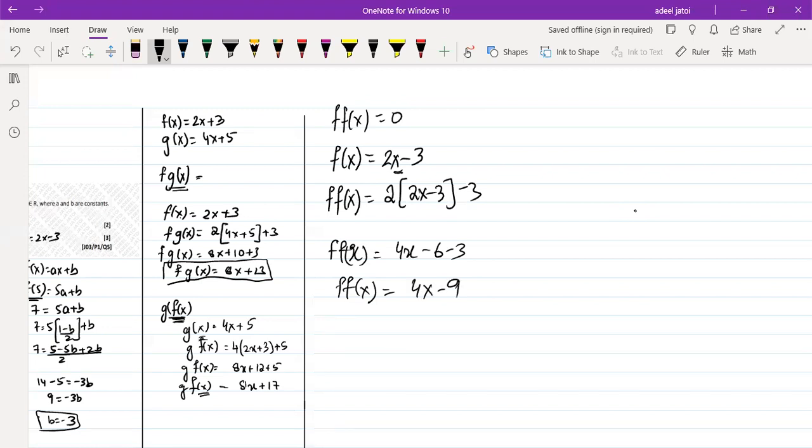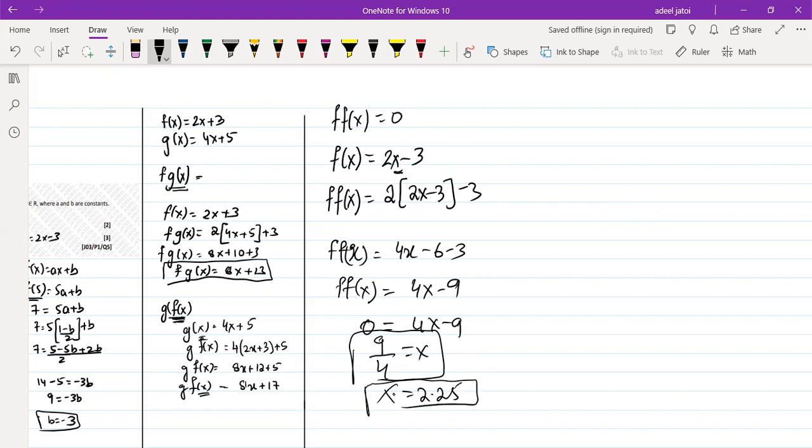And we knew that in the question it was given f(f(x)) is equal to what? So substitute 0: 0 equals 4x minus 9. Minus 9 goes on the other side, becomes what? Positive 9, divided by 4 is equal to x. So the answer for this is x is equal to 2.25.